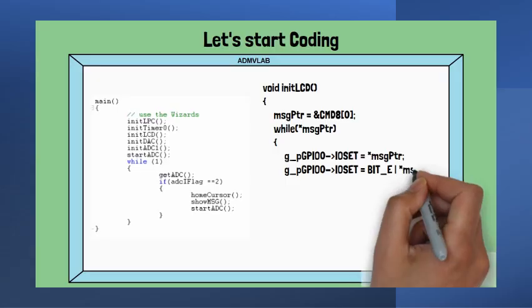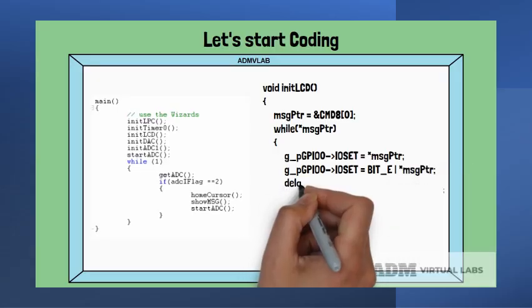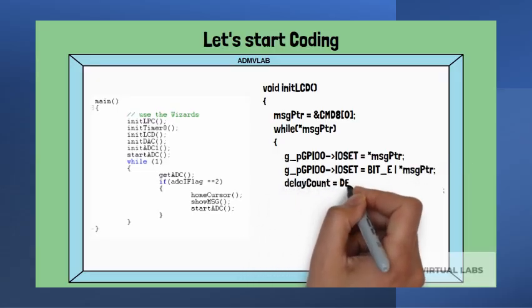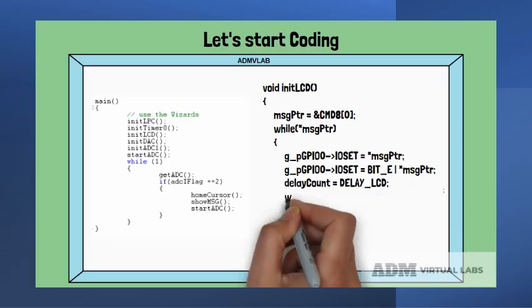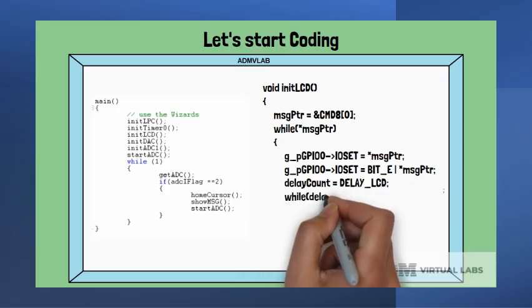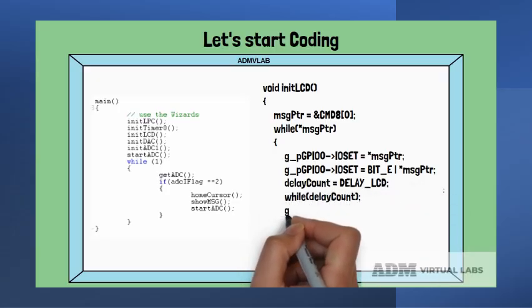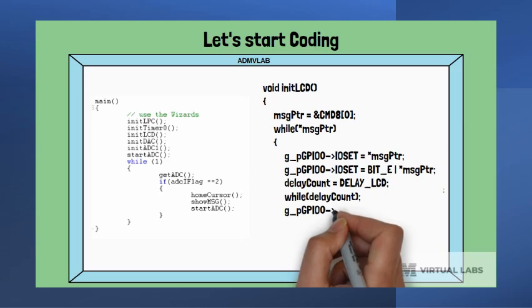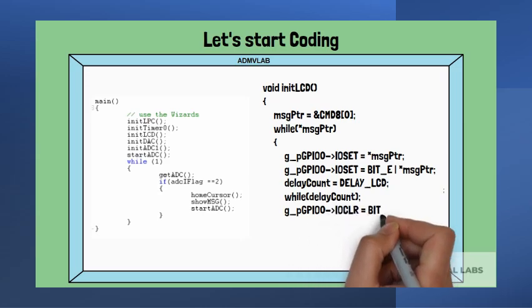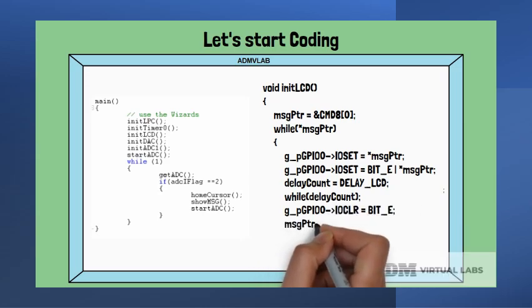The register ISET is loaded with command data, and then the enable pin E is toggled to strobe the command data into the LCD module. These commands reset the LCD module and configure the module to operate in 8-bit mode with 2 lines of display.